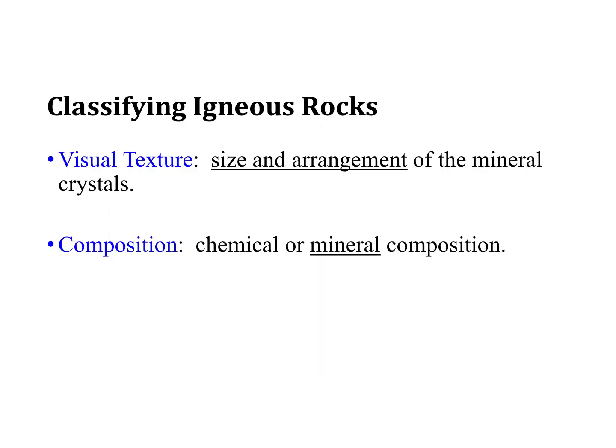So we're going to have 2 lectures on classifying the igneous rocks. This lecture is going to focus on the visual part of the texture, and then the next lecture will look at the composition. So for today, we're going to talk about how the size and arrangement of the crystals in a rock can vary and what that can tell us about the rock.